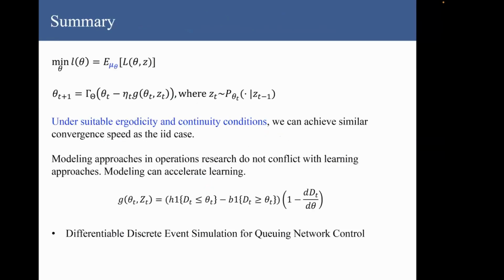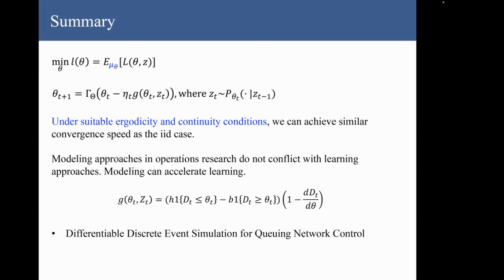All right, just to quickly sum up. In this work, we studied this particular loss function where the parameter theta not only enters the loss function here, but also affects the underlying data generating mechanism. We try to understand when this type of fully adaptive gradient update would still achieve a good convergence rate. What we were able to show is that under suitable ergodicity and continuity conditions, we can achieve pretty much the same convergence rate as the IID case.